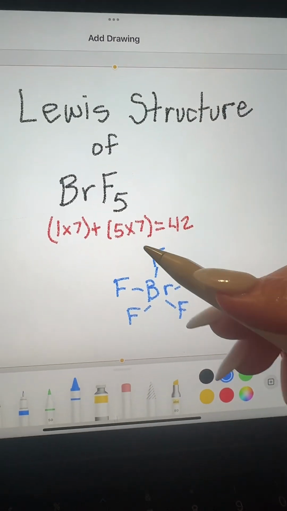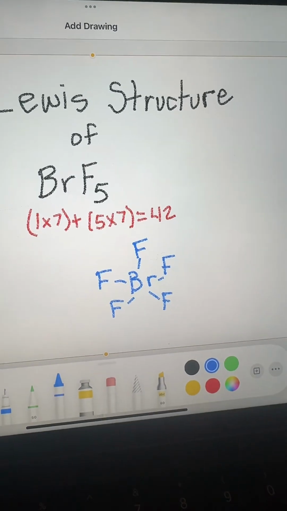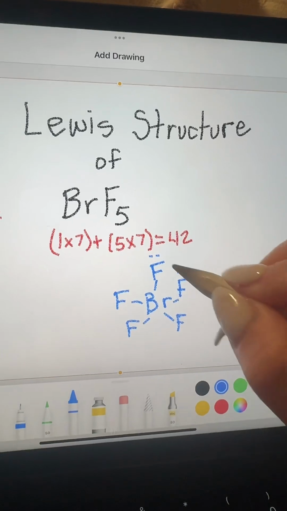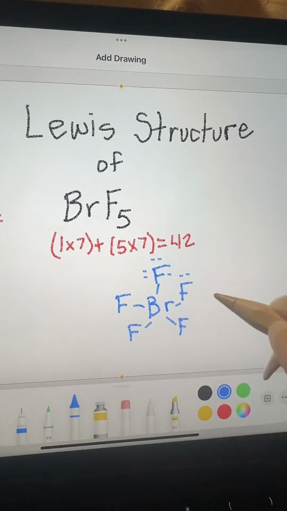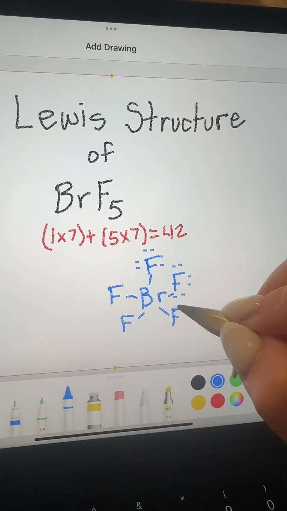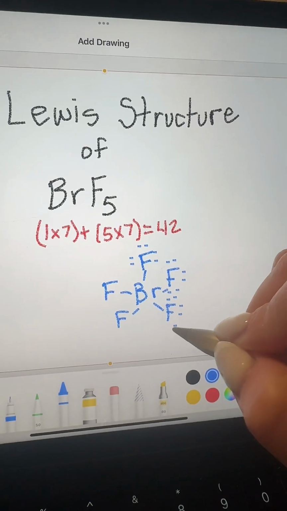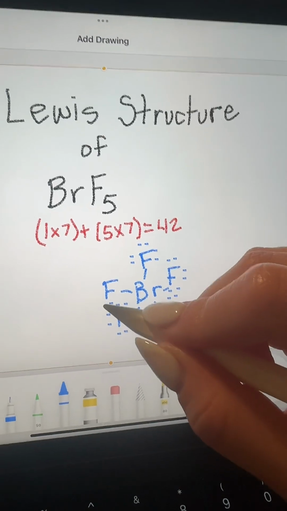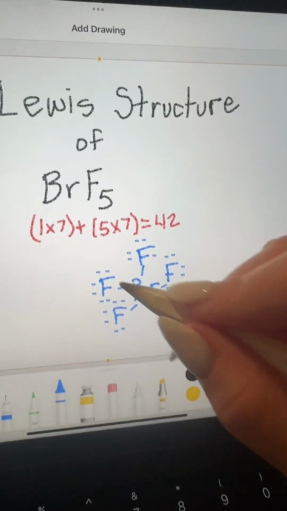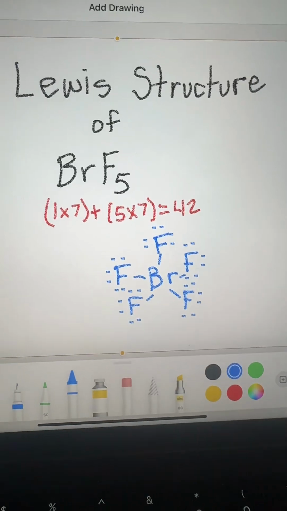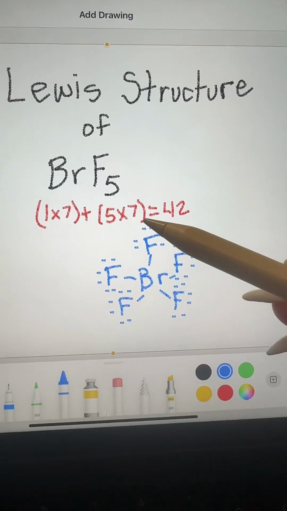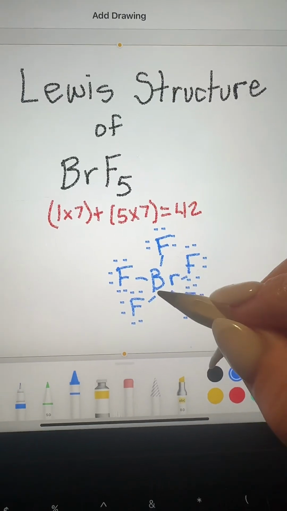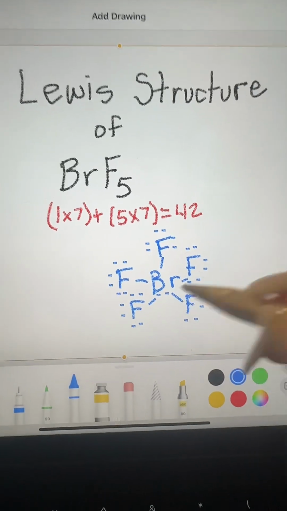left. So now we're going to start placing those and just place them around each fluorine electron, each sharing 1. So now that we have placed 2 valence electrons around each fluorine atom, we now have 2 left, which we are going to place underneath the bromine atom.